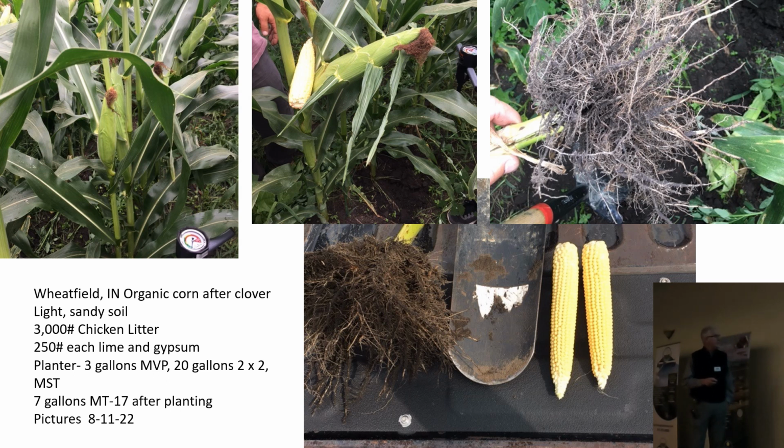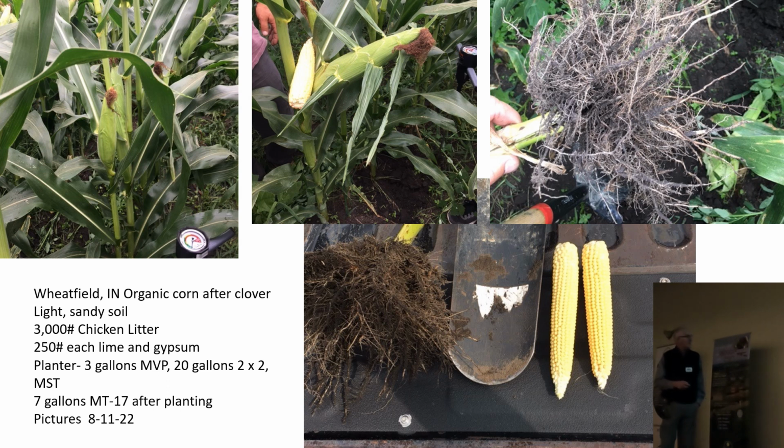but he did apply the litter, put on 250 pounds each of lime and gypsum, again trying to provide soluble calcium so the microbes would have a good home to live in and function in. With the planter, he put on 3 gallons of MVP and then used a 20 gallon per acre mix in a 2x2 that provided some nitrogen and micronutrients. He used the myco seed treat.